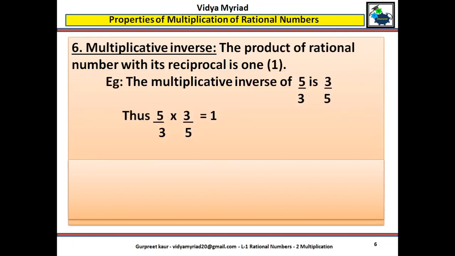Look at this example now. I have taken 5 upon 3 as a rational number. Its multiplicative inverse is 3 upon 5. And when you multiply these two rational numbers, your product is 1. You can do it in two ways. Either you can cancel numerator and denominator, 3 and 3 will get cancelled, 5 and 5 will get cancelled, or 5 threes are 15, 3 fives are 15, 15 upon 15, it will be 1. Your answer will come as 1.